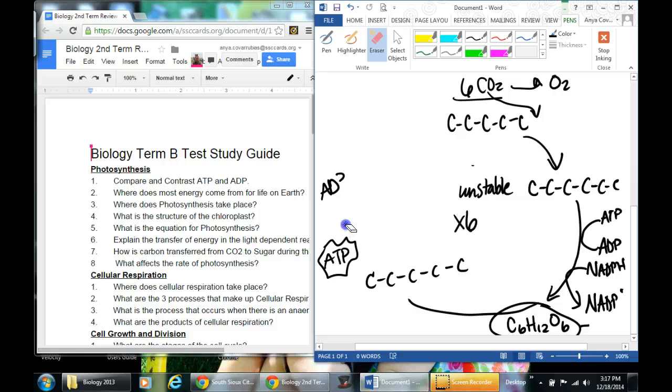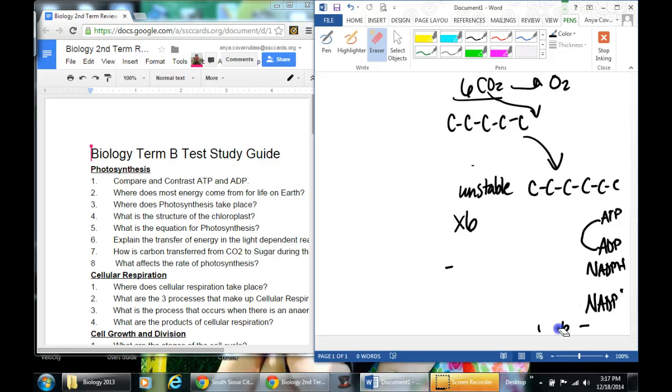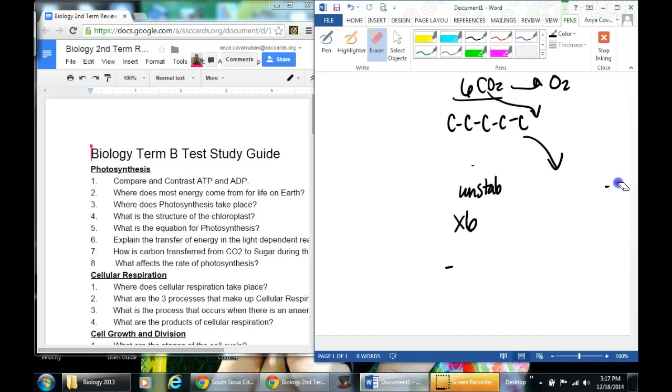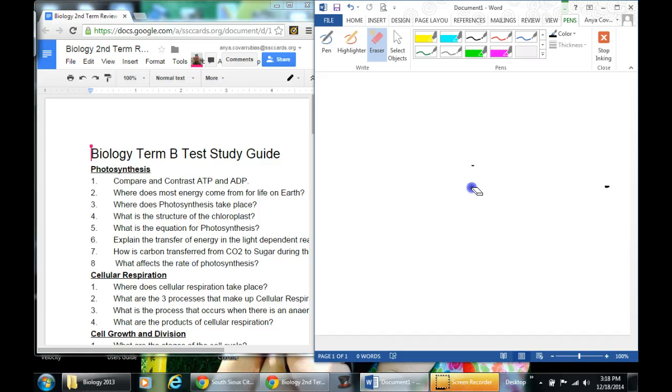Okay, the next one says, what affects the rate of photosynthesis? So there's a couple of things that can obviously affect the rate of how photosynthesis is taking place. If we increase the amount of sunlight, increase the amount of water, increase the amount of oxygen that was available to the plant, photosynthesis could be done at a higher rate. Or if you wanted to slow it down, decreasing those things would have the opposite effect.